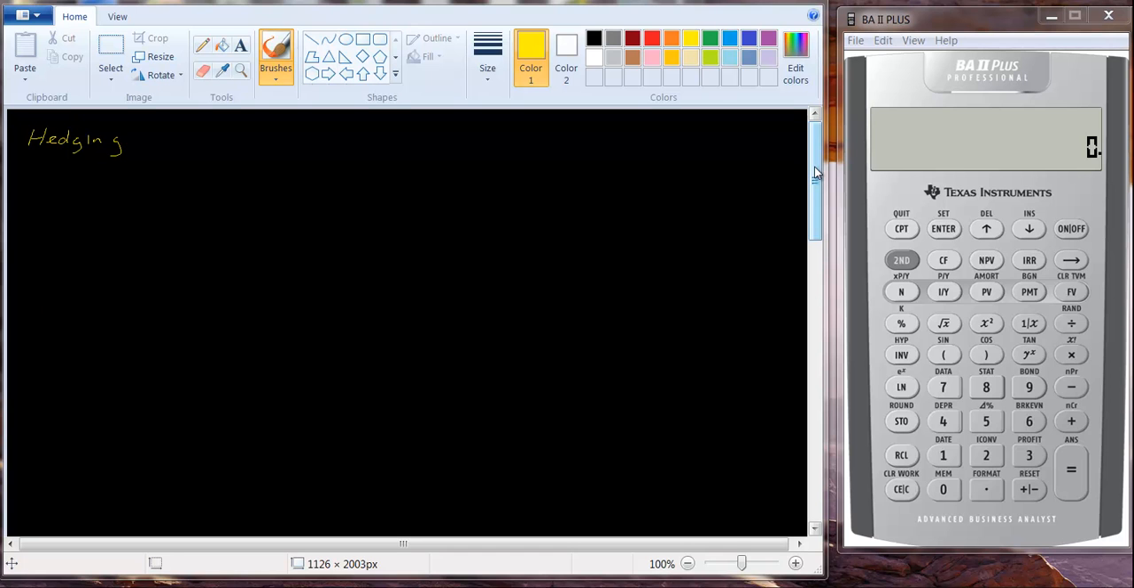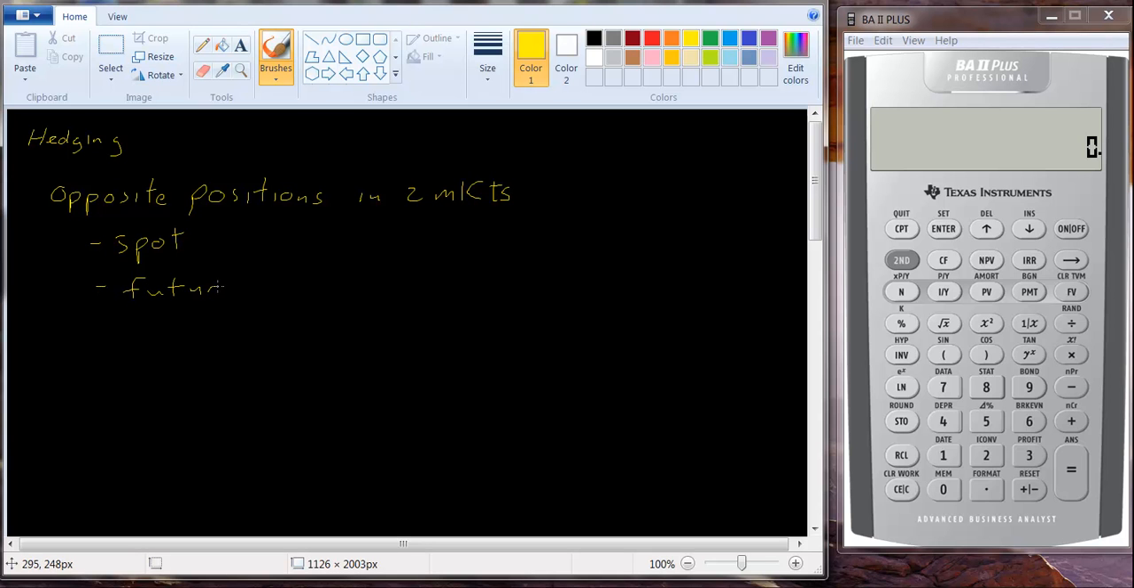So you can hedge in the financial markets by using futures contracts. And essentially, what you want to do is take opposite positions in the spot and the futures market. How does that work? Well, let's think about that. So you have opposite positions in two markets. And those two markets would be the spot market and the futures market. The spot market is the market for immediate delivery.